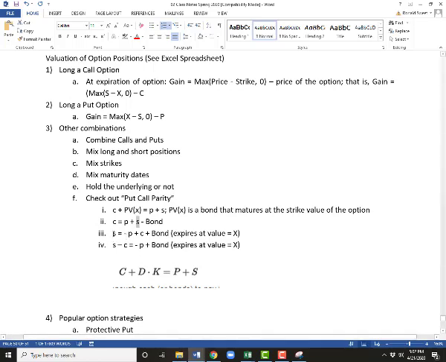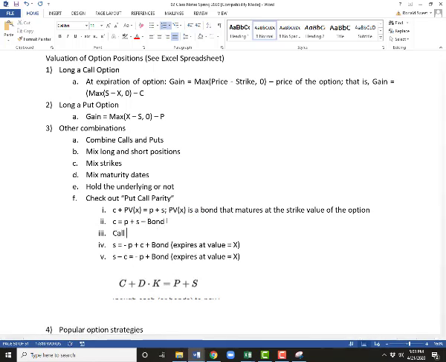And a stock, if you wanted to buy the stock, instead of buying the stock, you could sell a put option, buy a call option, and buy a bond that expires at the value of the strike price. And that would give you the exact same thing as buying the stock. And you can see the other combinations out there. So what does that mean then?